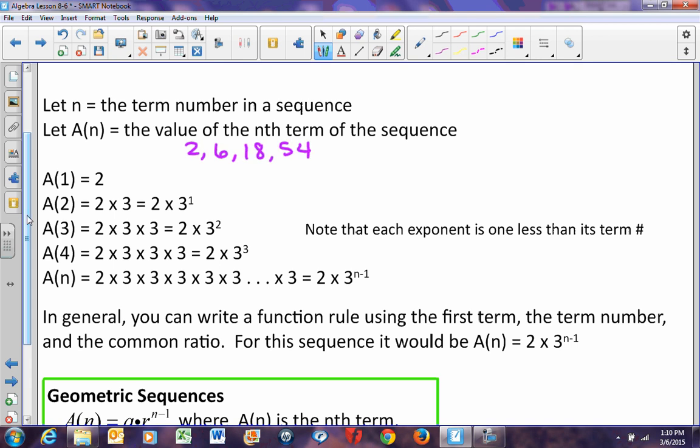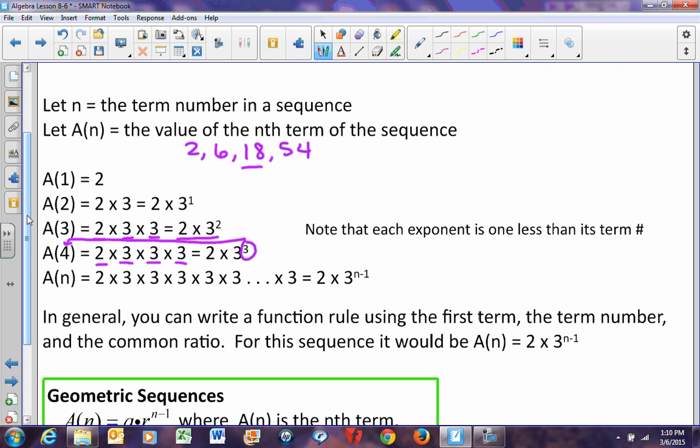Okay, my third term, 18, is 2 times 3 times 3, or 2 times 3 to the second. 9 times 2 is 18. 18 times 3 became 54. So that becomes 2 times 3 times 3 times 3, or 2 times 3 to the third. Notice, each time you go up, the exponent is 1 less than your term number. Your exponent is always 1 less than your term number.